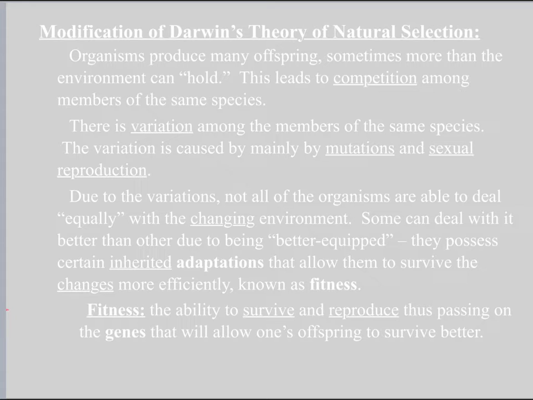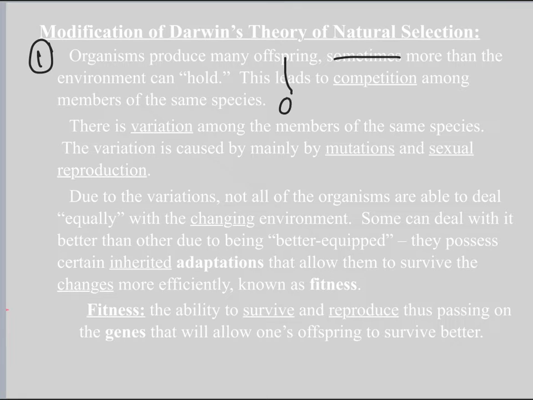So there are, like I said, 4 tenets. The first thing that Darwin proposed was something called descent with modification, and then he later modified that based on information that he got later. So, number 1, the first tenet of natural selection is that organisms produce many offspring. Most of the time, more than the environment can hold.